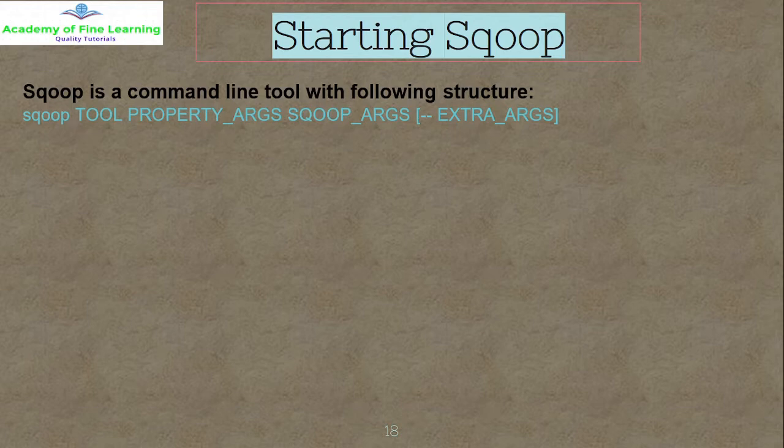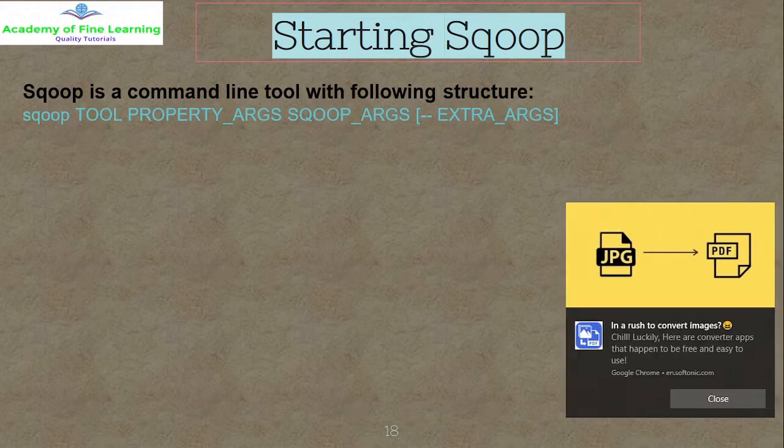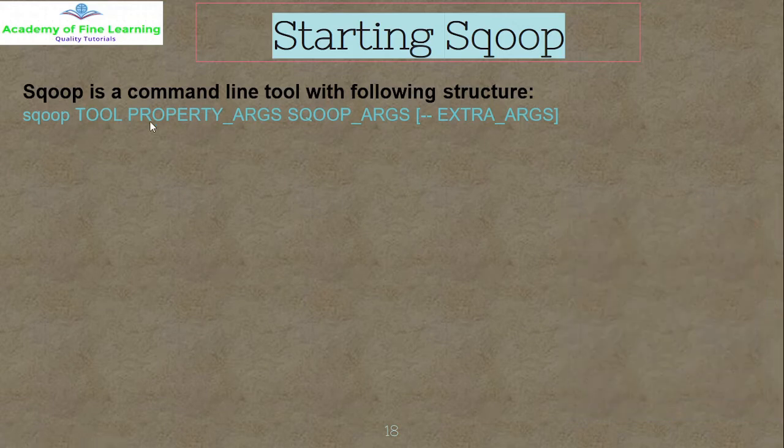The tool might be import or export. Then property arguments, and the property arguments specify where the import and output may happen. Then we have the Sqoop specific arguments, and if you require extra arguments, you can also provide them. Property arguments can be Java properties, which we provide in the format of dash D name is equal to value. Sqoop arguments will be the Sqoop specific things. I'll give an example so it will be clear. Extra arguments are for specialized connectors, and we provide a double dash for that. It's very useful actually.